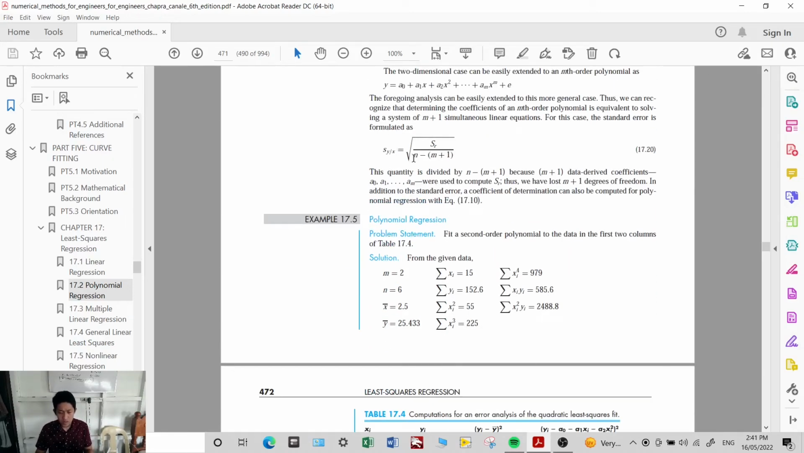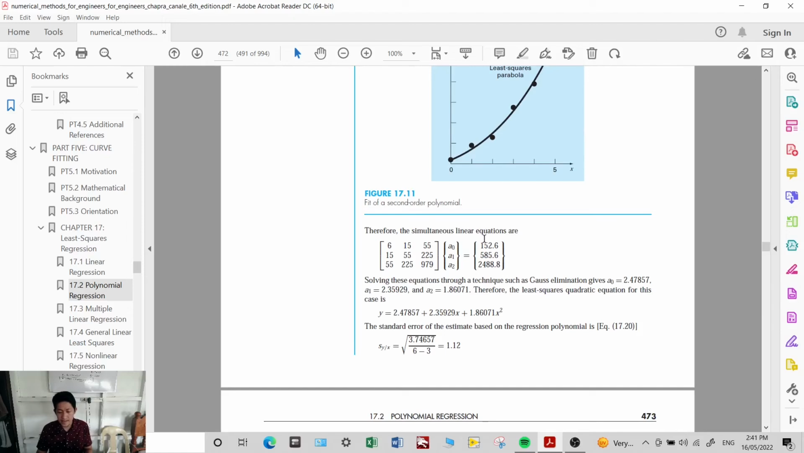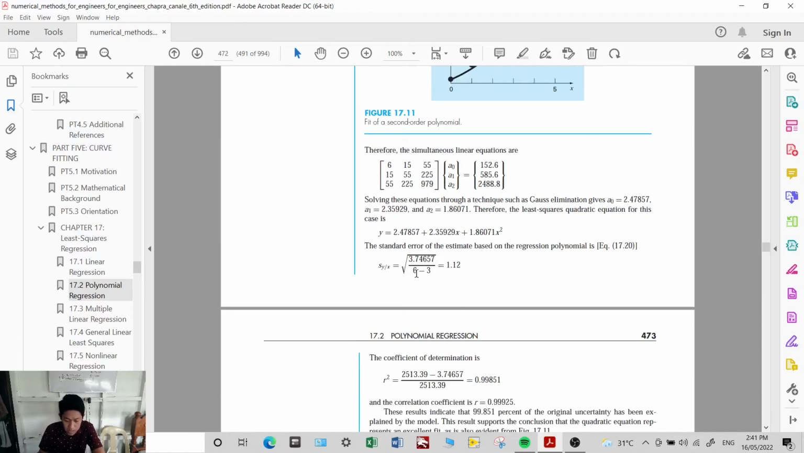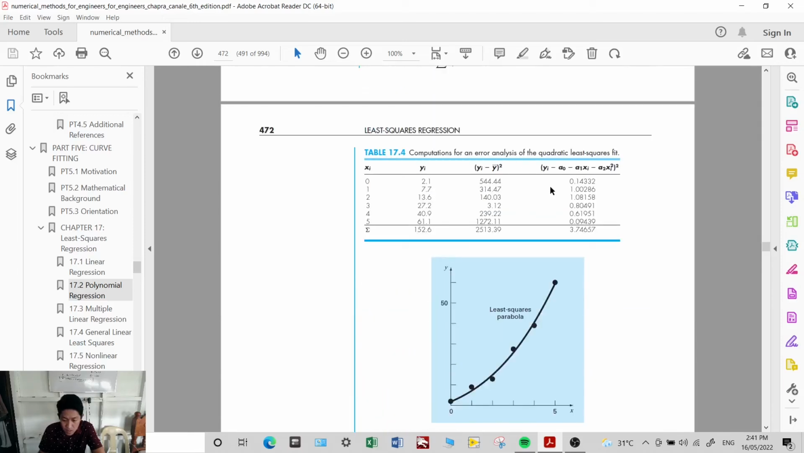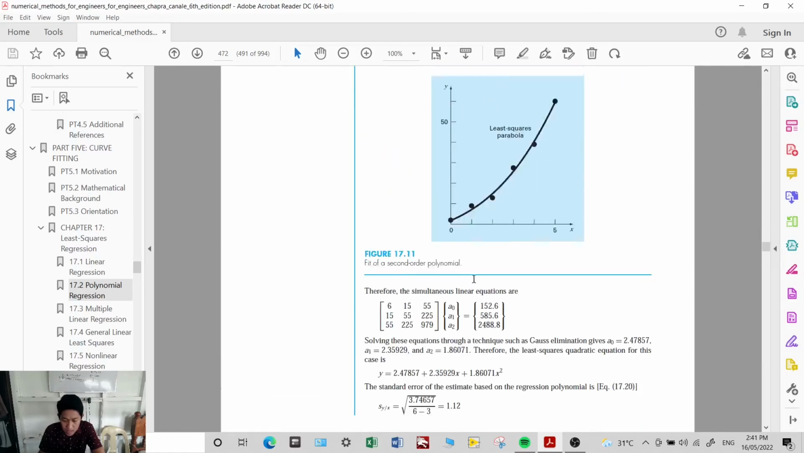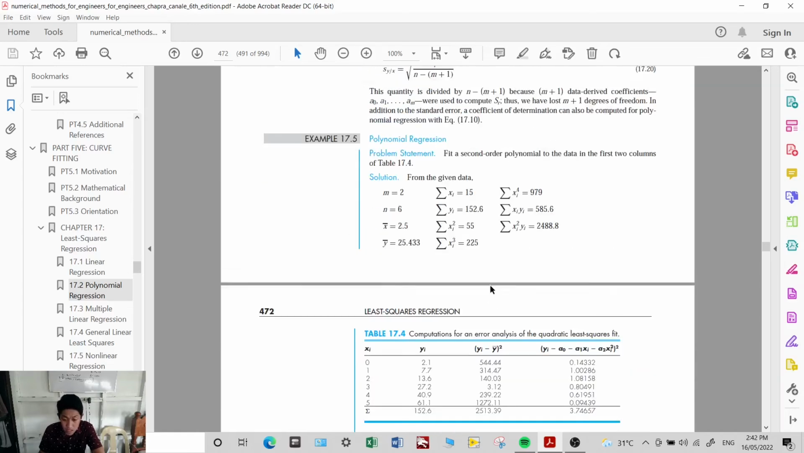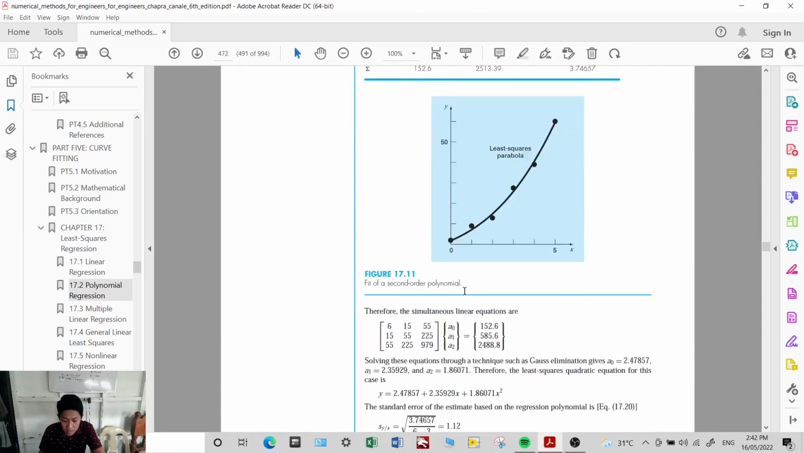So this parameter tells you the standard deviation, meaning the spread of the data with respect to the line. It will tell you how large or how small is the difference between their values compared to the value in the line. Okay, so we get SR, the sum of the squares of residuals. So this one, 3.74657 divided by 6 minus 3. Square root, get 1.12.